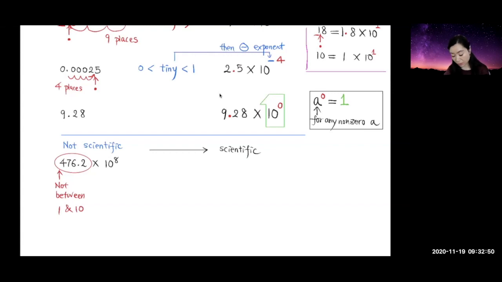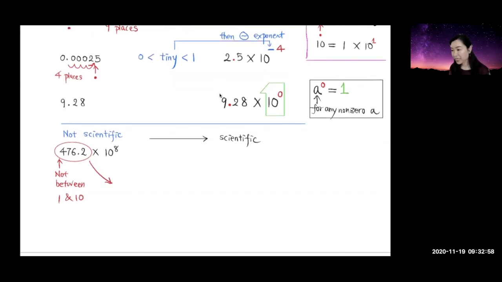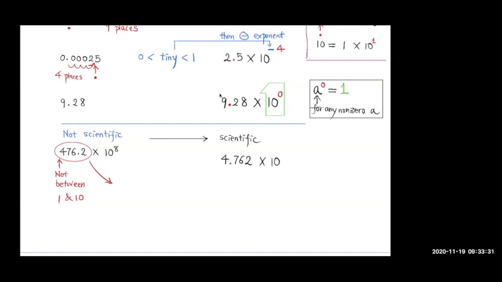Okay, so the way that we can write this is we can try to... So to make it scientific notation, what should we do? You put the decimal point after the first non-zero digit, which is after the 4 over here. So you have 4.762. Now times 10 to the what exponent? 10 to the third.